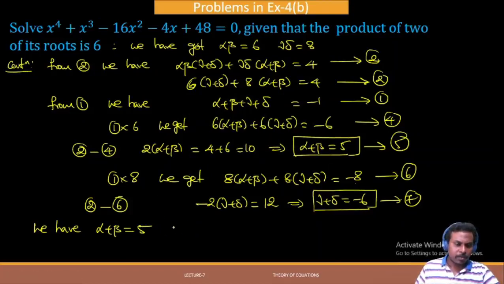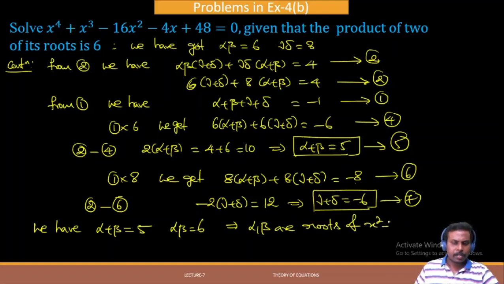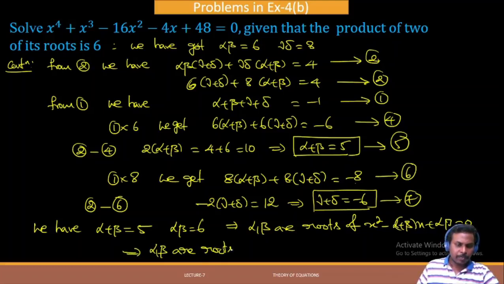Alpha plus beta is equal to 5 and alpha beta is equal to 6. So this implies alpha, beta are the roots of x square minus of alpha plus beta into x plus alpha beta is equal to 0. This implies alpha, beta are roots of x square minus 5x plus 6 is equal to 0.